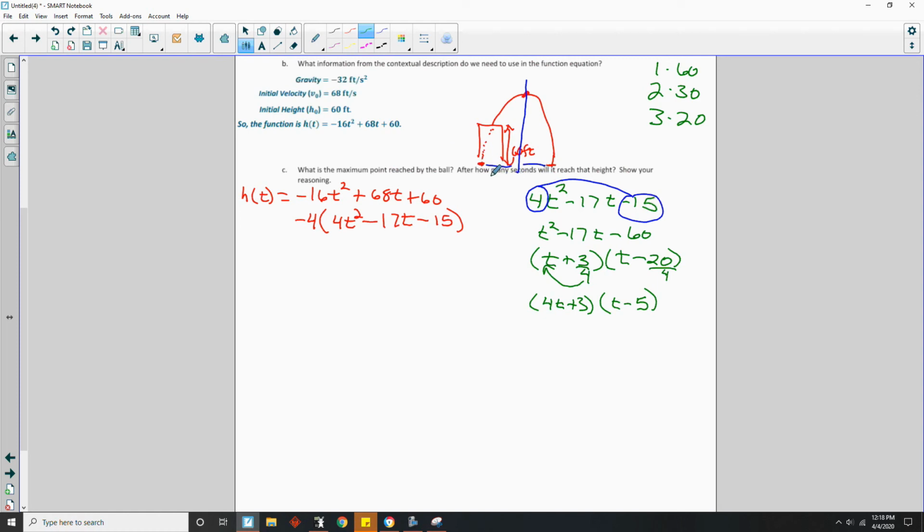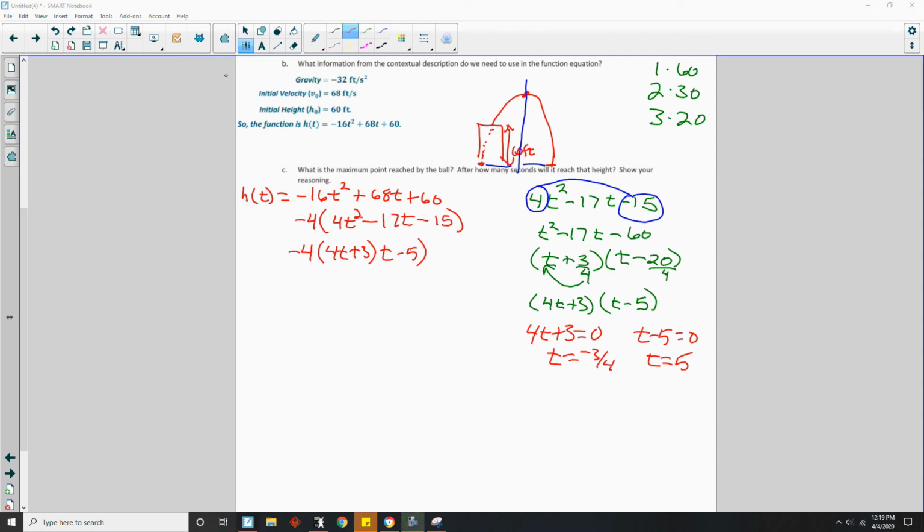Okay, so now we know that this is going to be negative 4 times 4t plus 3 times t minus 5. All right, so now when I set these equal to 0, that'd be 4t plus 3 equals 0, and t minus 5 equals 0. And when I solve this, subtract 3 over here and divide by 4, I get t equals negative 3/4. And over here, I add 5 to both sides, and I get t equals 5. So there are my two zeros.